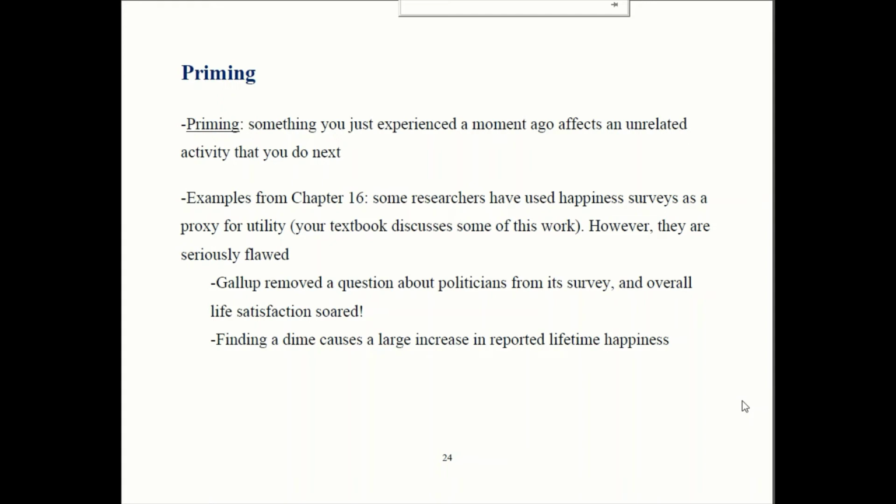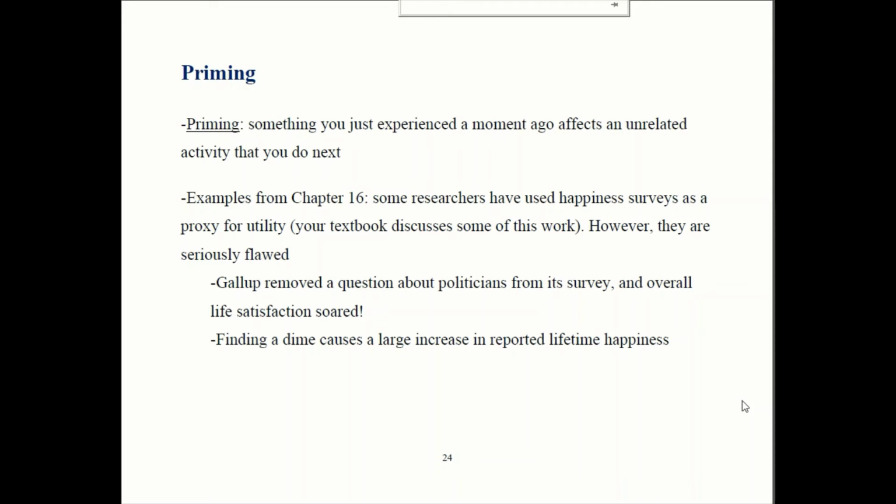Another experiment found something similar. So half the people in the experiment did the survey about happiness, and they had to make some copies first on a copy machine. The other half of the people in the experiment did the same thing, but they were lucky enough to find a dime in the copy machine that had been planted by the experimenter.